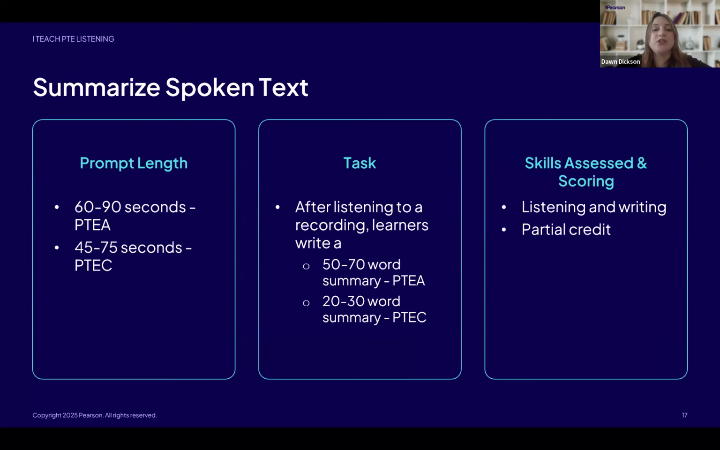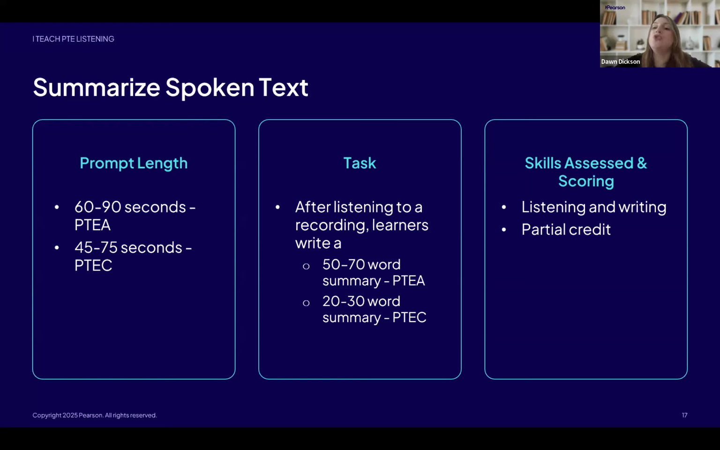Okay, just an overview of this question type. The prompt length, in other words, the recording that they will hear, varies between PTE A, which is PTE Academic, and PTE C, which is PTE Core. For PTE Academic, the prompt length is between 60 and 90 seconds. However, for PTE Core, that's slightly less at 45 to 75 seconds. In terms of the task, the learners will listen to the recording, after which they will be required to write a summary. Once again, there are some differences to bear in mind. For PTE Academic, the summary will be between 50 and 70 words. However, for PTE Core, the summary will be between 20 and 30 words.